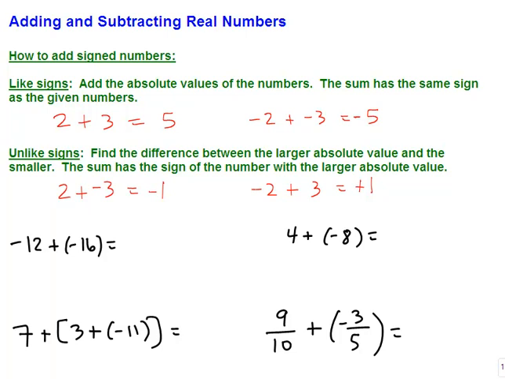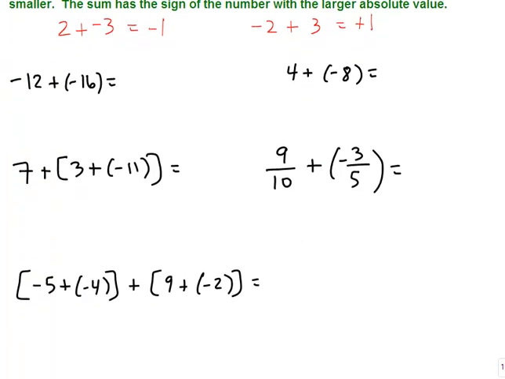So let's practice this. If we have negative 12 plus negative 16, these are two numbers with the same sign. They're both negative, so we're going to be adding the two numbers together. 12 plus 16 is 28. However, since both numbers were negative, my answer is going to stay negative. So my answer is negative 28.